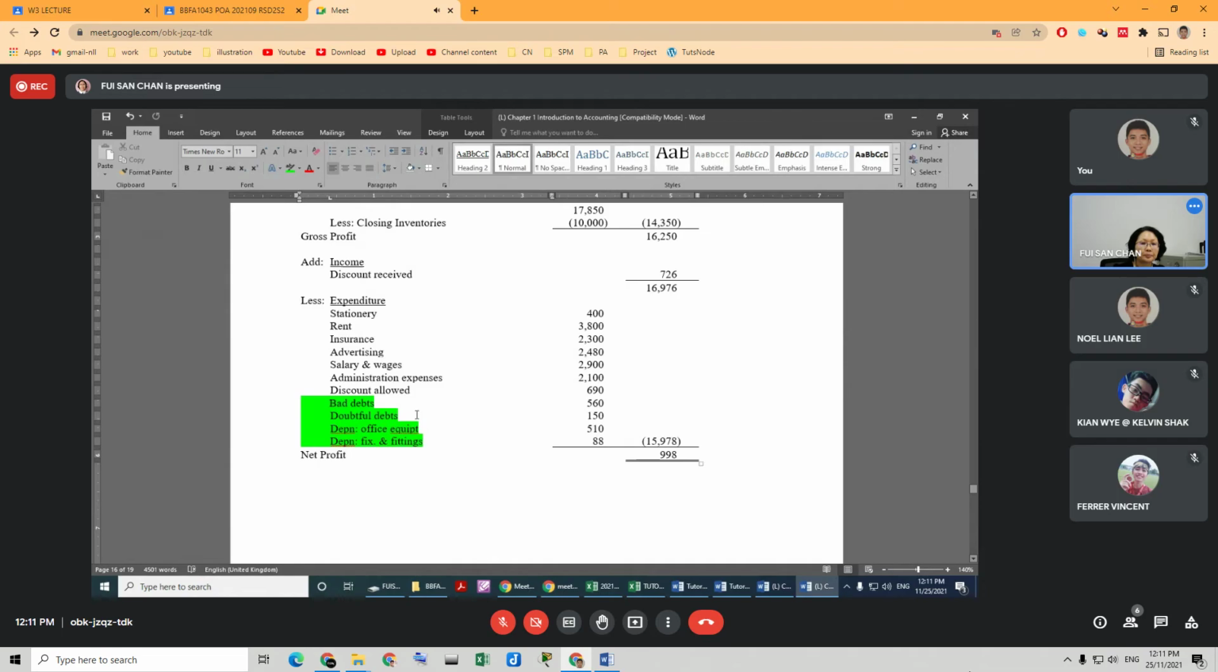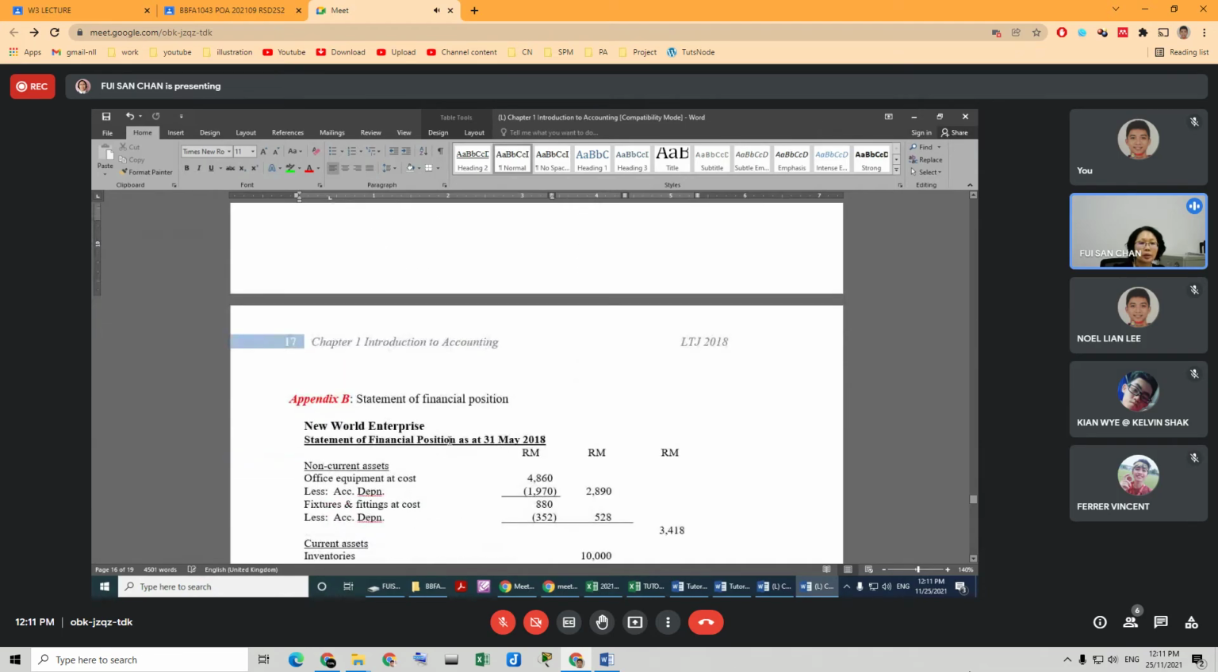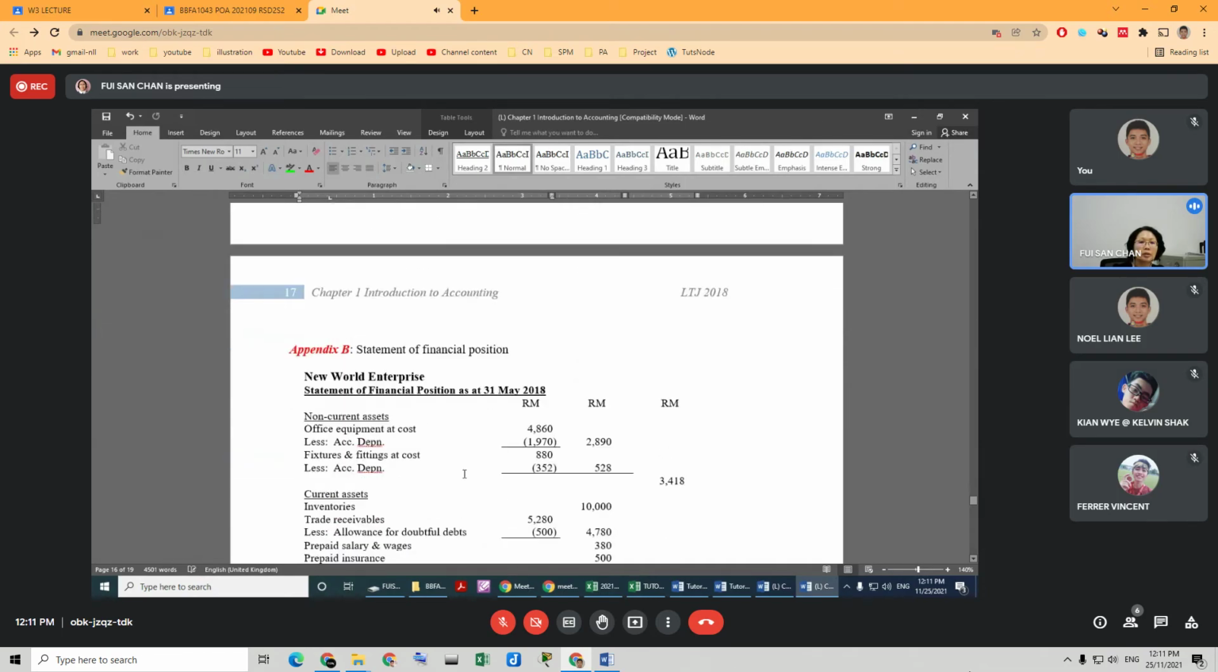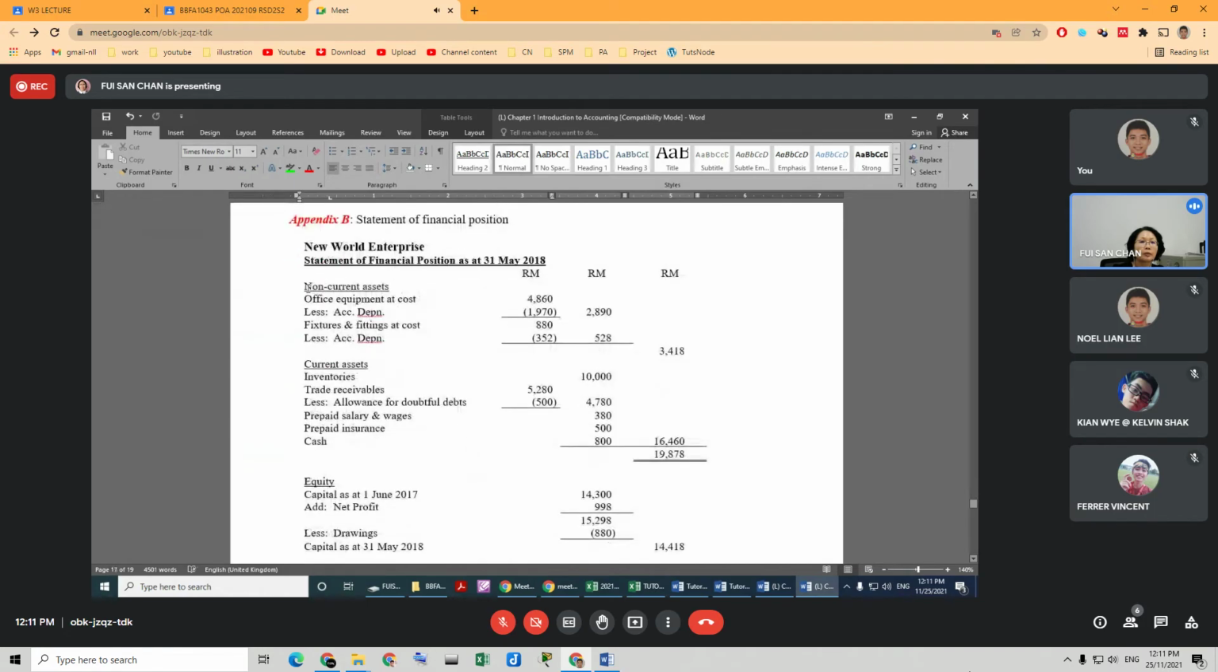Okay, so this one, SOFP. This is the format of your SOFP. You start with non-current asset, and then you have current asset. You must know how to differentiate between non-current and current. This is more than 1 year, this is within 1 year. See all the prepaid.